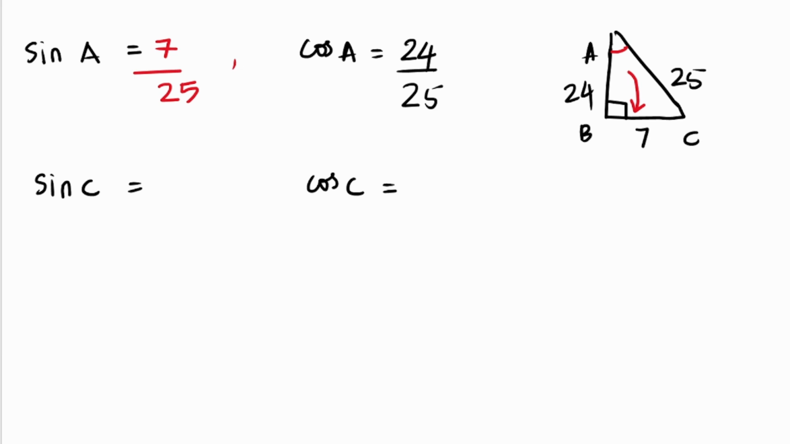What is the value of sine C? The angle C is over here, right? The side which is opposite with respect to angle C is AB. So it's 24 by 25, opposite side by hypotenuse, and cos C, with respect to C, 7 is the adjacent side. So it is 7 by 25. I hope this question is clear. Let us move on to the next question.